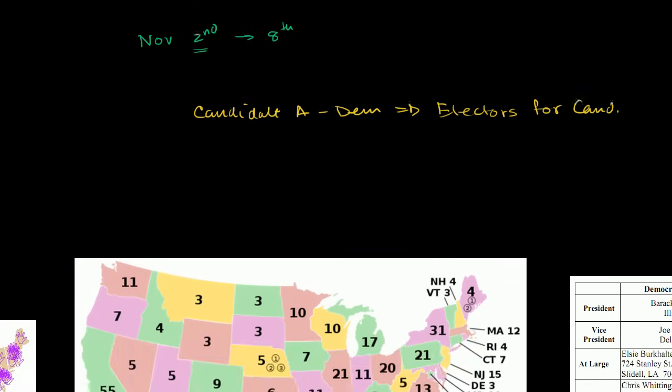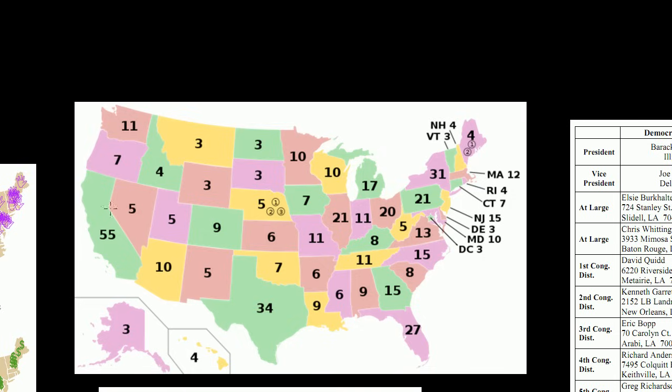So what do I mean by that? Right here, you have the breakdown in the United States by state of how many electors each state gets. And the number of electors is essentially the number of congressmen that that state has. For example, California has 2 senators. Every state has 2 senators. California has 2 senators and 53 congressmen.